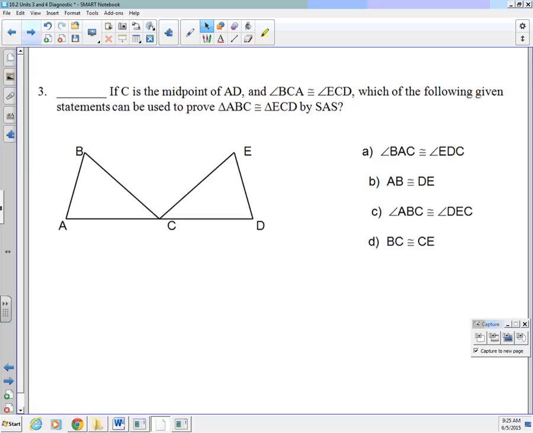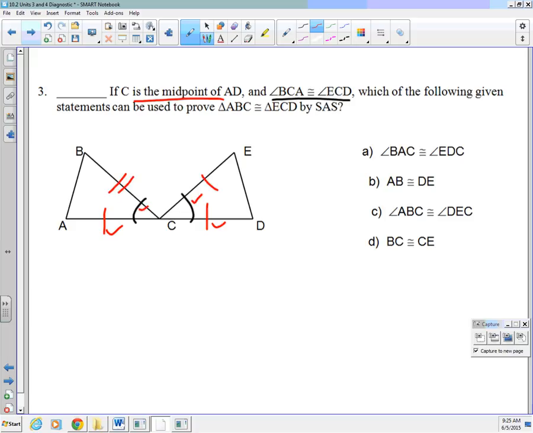Number 3, if C is the midpoint of AD, so now we know this, and angle BCA is congruent to angle ECD, which of the following can be used to prove two triangles congruent by side angle side? Well, this is a pretty easy question. I have my sides, I have my angles. I need the sides connected to the angles. So it would be BC and CE, choice D.